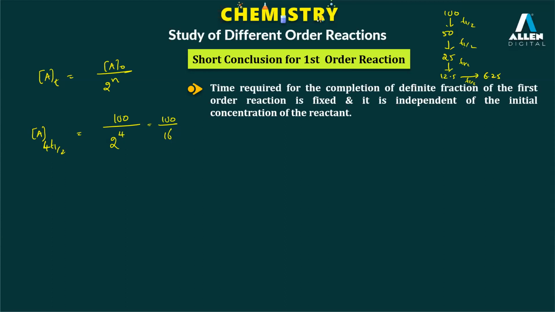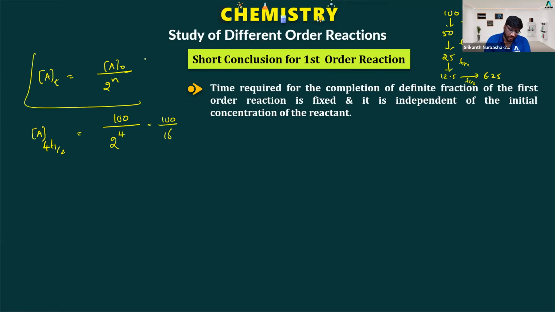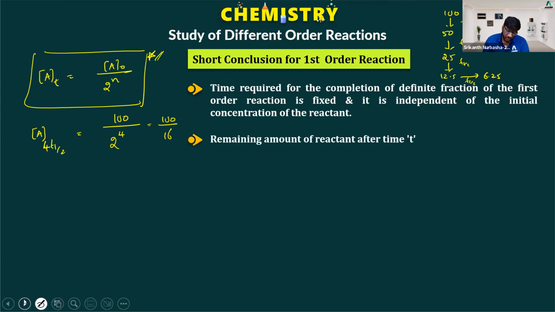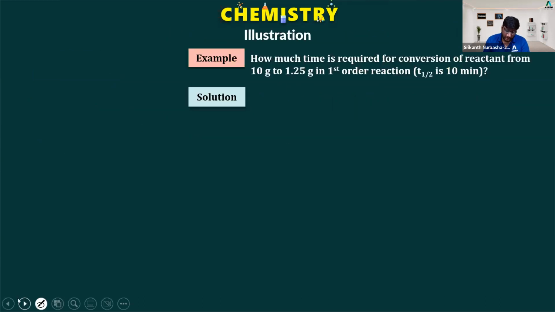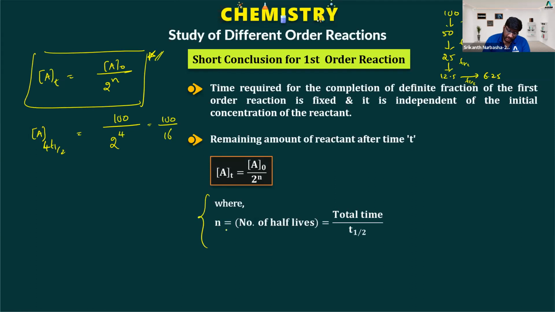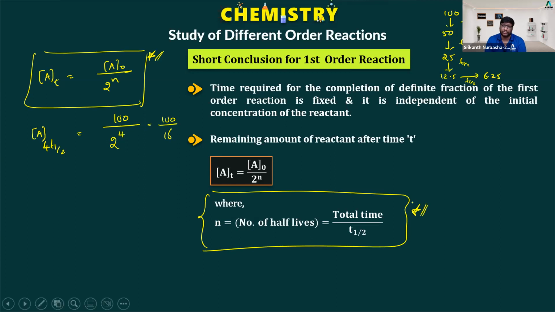Yes or no? So concentration of A after time t is equal to initial concentration divided by 2 power n. That was the formula. And the number of T halves you can calculate by total time divided by T half. N is nothing but the number of T halves. So let us try to solve some questions. You will get more clarity.